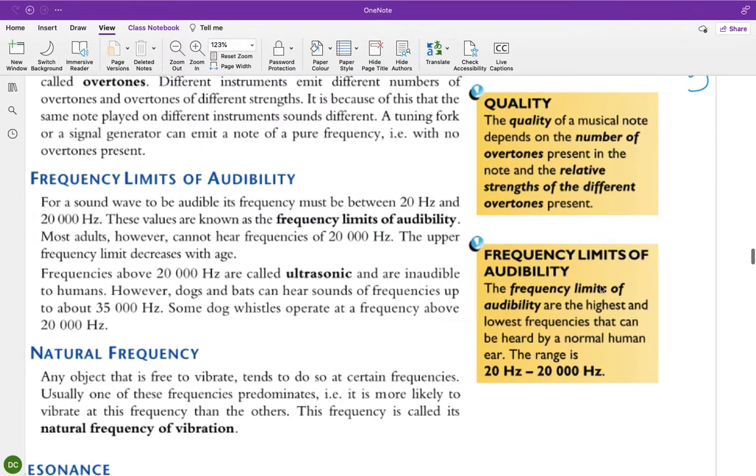So they have things here, like definitions. You don't need a definition of this. The frequency limits of audibility is literally the limits that you can hear. So the human ear can hear between 20 hertz and 20,000 hertz. And what you will find is that that limit will decrease, or that range will decrease as you get older.